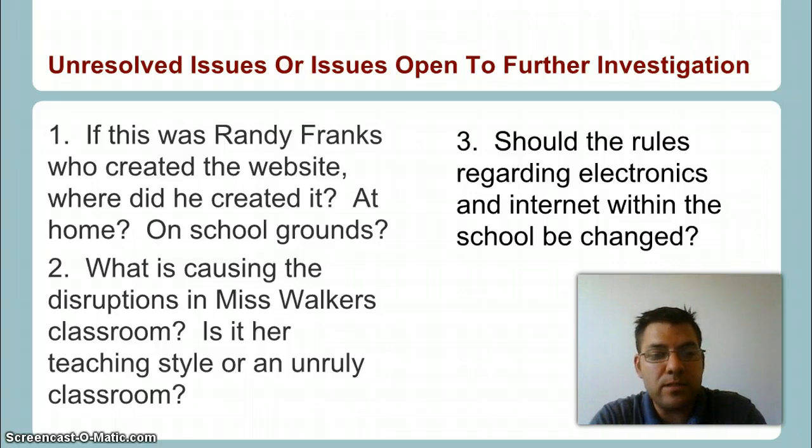Second thing, what is causing the disruption of Ms. Walker's classroom? Is it her teaching style or an unruly classroom? What is affecting that communication between her and her students and parents? Third, should the rules regarding electronics and internet within the school be changed? Does this situation need to change the policy of the school as to what's allowed with internet usage and electronics in the school? Maybe that's something that needs to be visited.